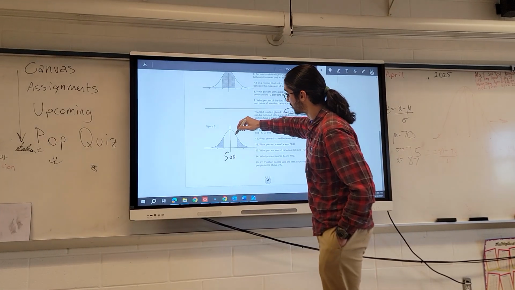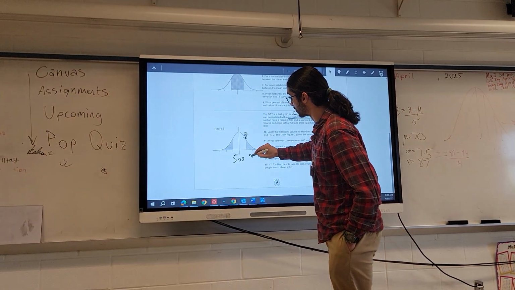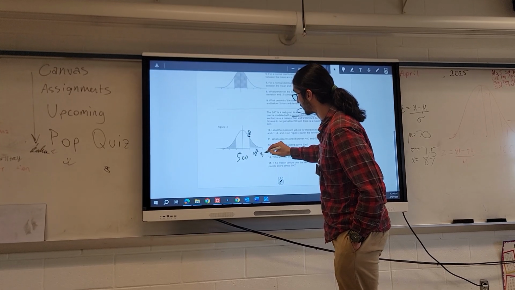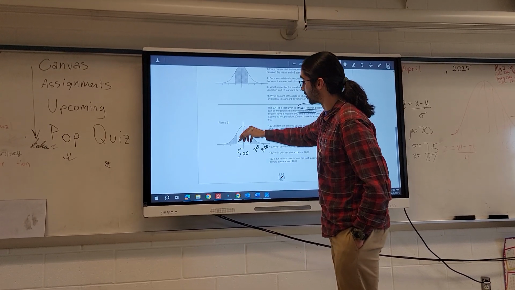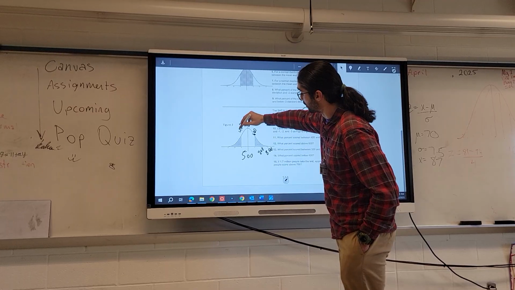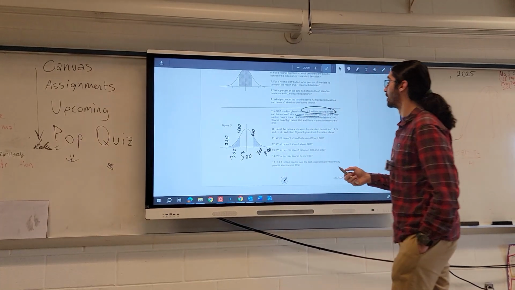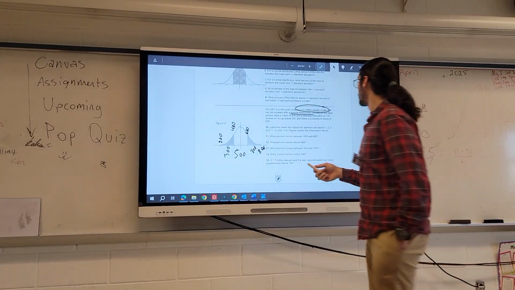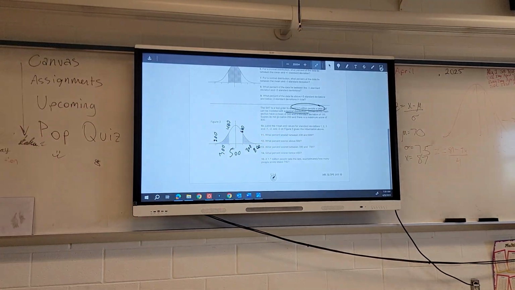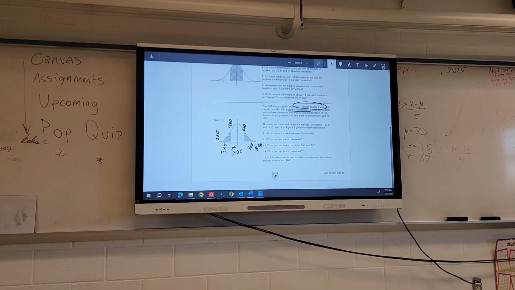That means that each one of these little dots is going to go by 100 each time. 800, and then going down, it is 400, 300, and 200. Scores do not go below 200, and there's a maximum score of 800, and that's what it shows on our graph, does it not?